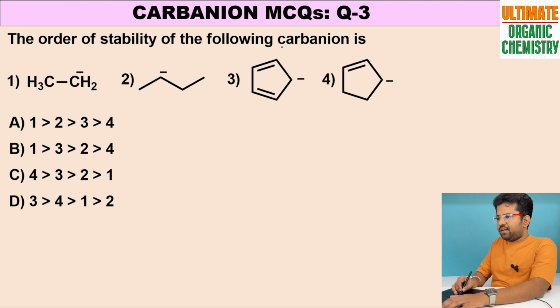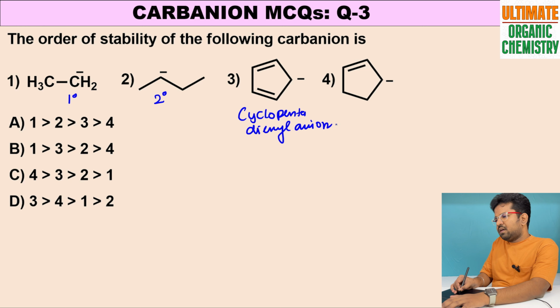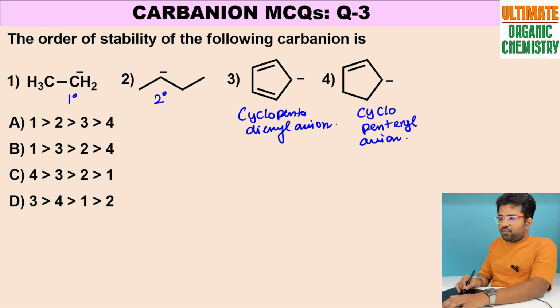Question number 3. The order of stability of the following carbanions is. First carbanion is an example of primary anion. Second species is an example of secondary anion. Third species is an example of cyclopentadienyl anion. And fourth one is an example of cyclopentenyl anion. And we need to find out which is more stable, which is less stable.